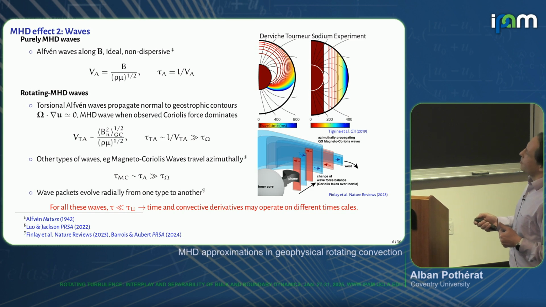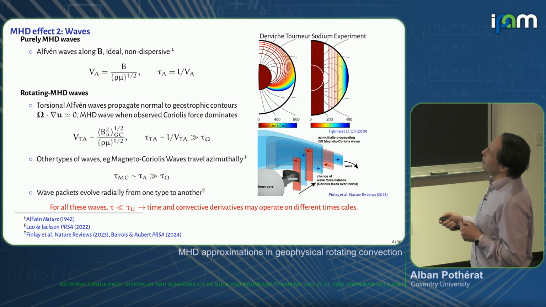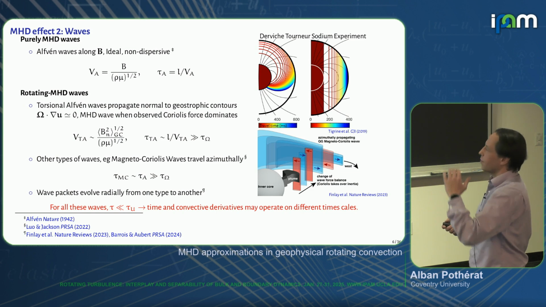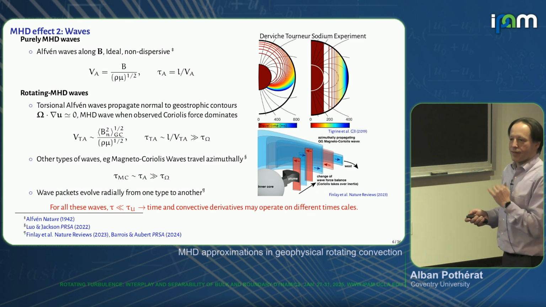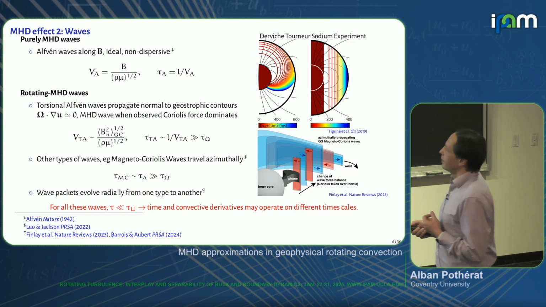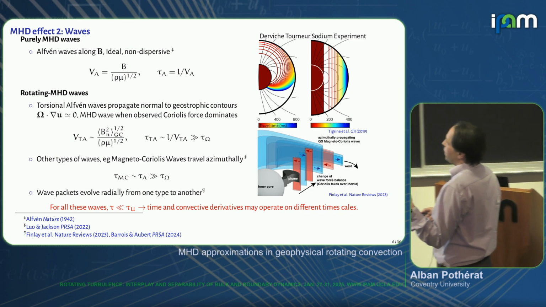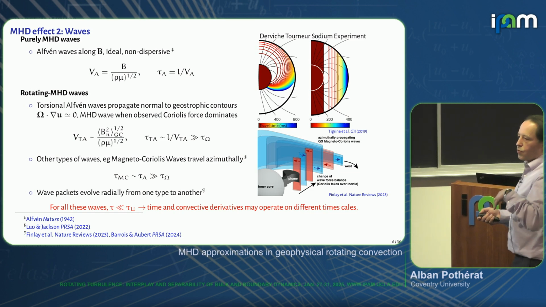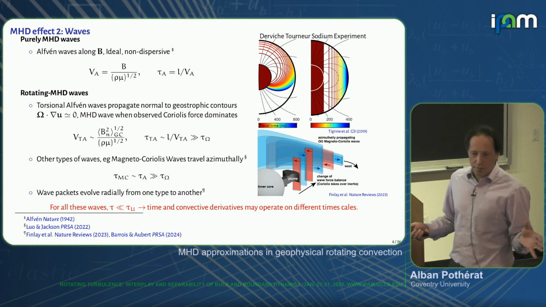So this is a nice illustration by the Grenoble team of the wave front. These are magnetic field lines. This will be the wave front of an Alfvén wave, so it propagates along the field. And here, this will be the wave front of a torsional Alfvén wave, so those funny waves that propagate normal to the geostrophic contours. There are all sorts of other waves. These would be axisymmetric, but there are also waves that propagate azimuthally, magnetocoriolis waves. There's a whole zoo of waves like this.